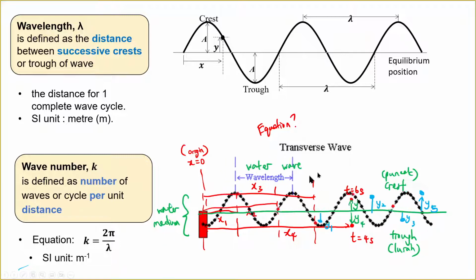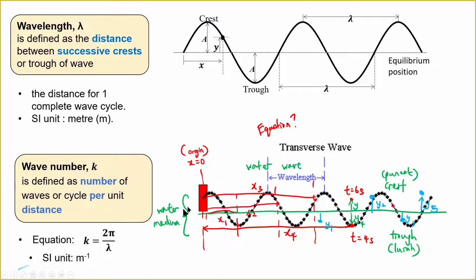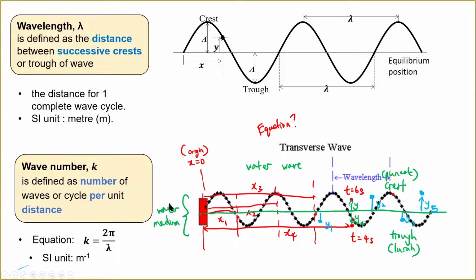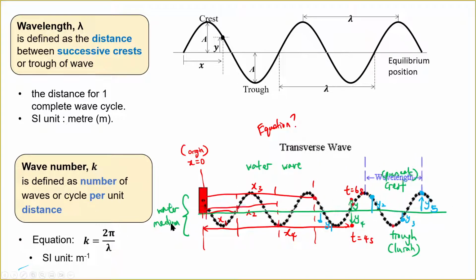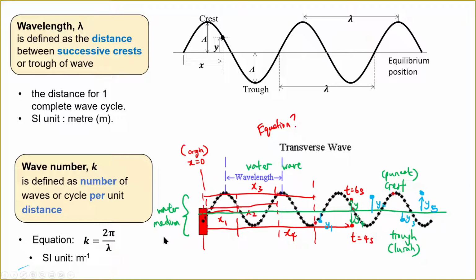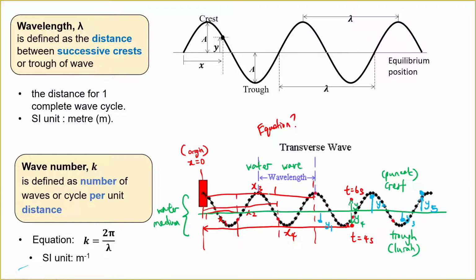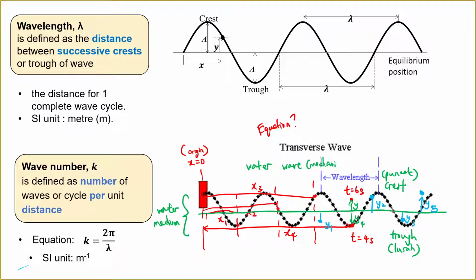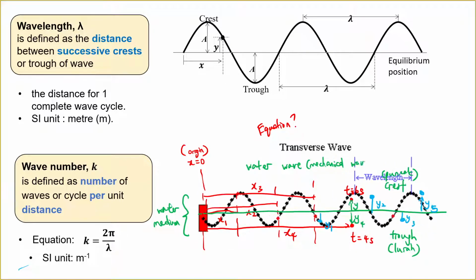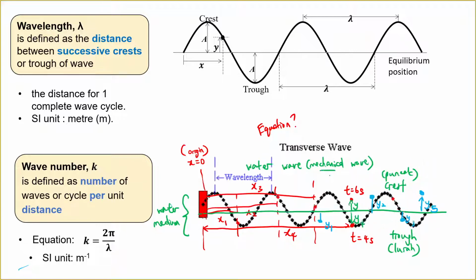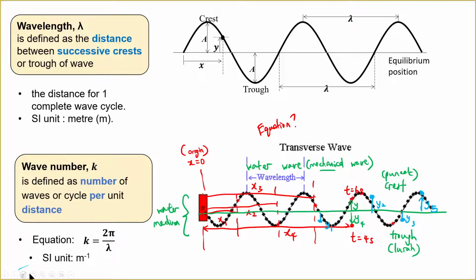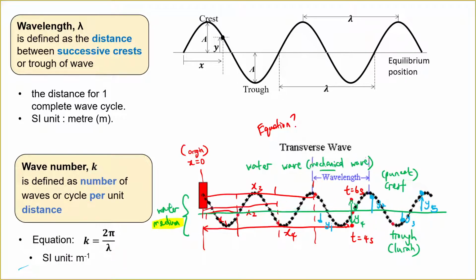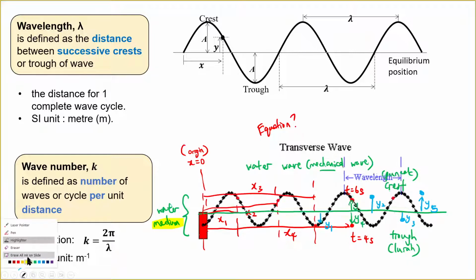So a water wave needs water. It needs water to transmit the wave. Yeah, it needs a medium. That's why it is called a mechanical wave. A water wave is called a mechanical wave. You know why it is called mechanical wave? Because it needs a medium.